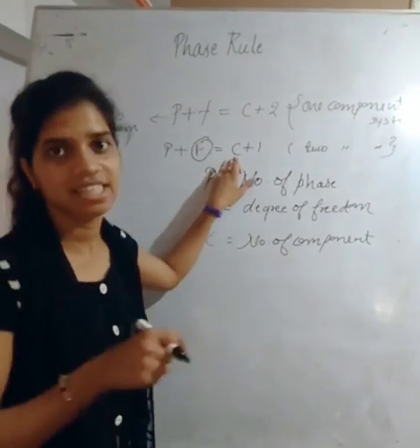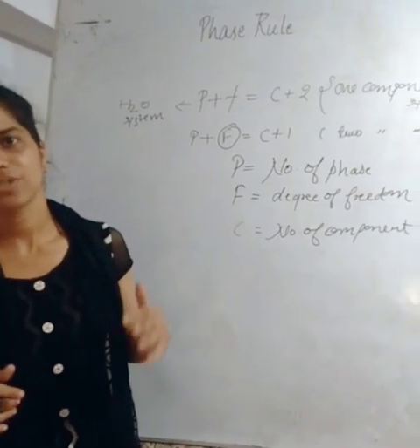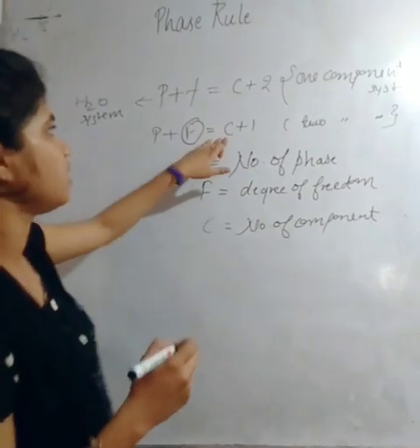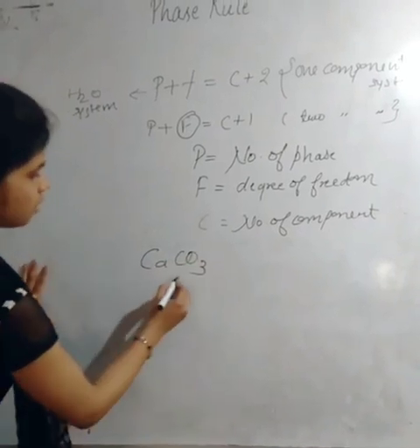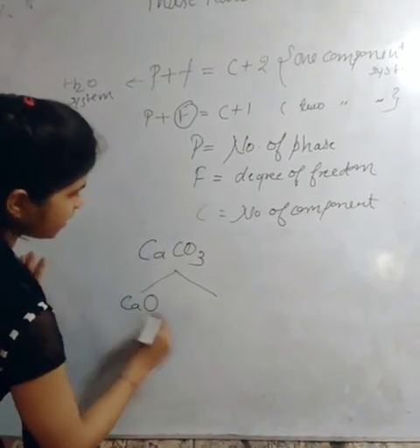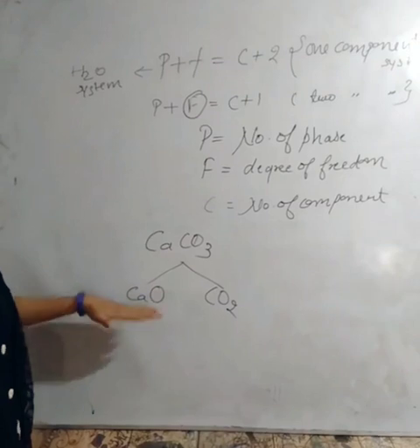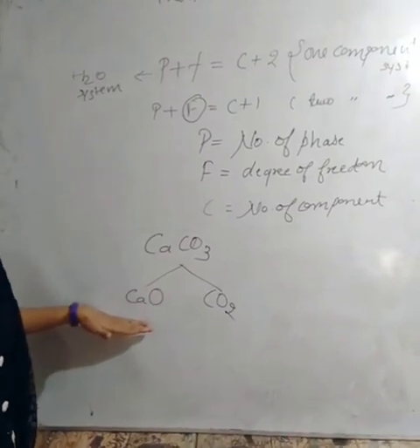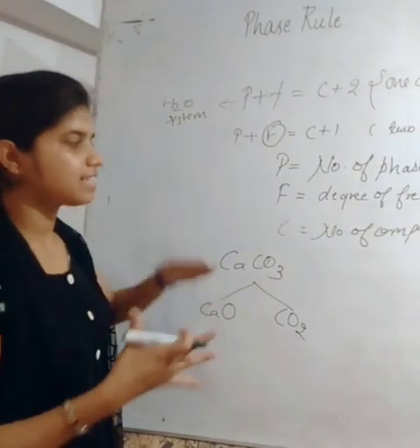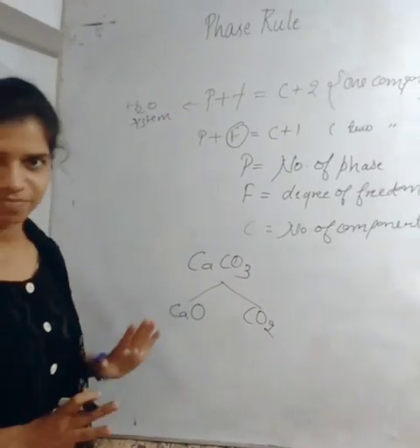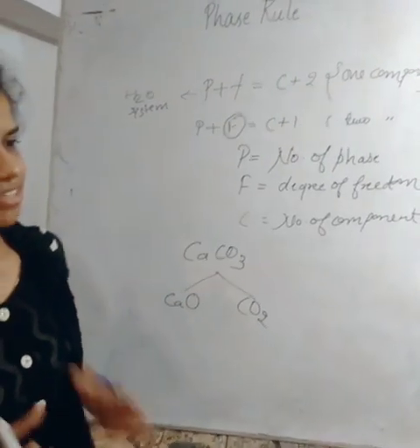Another thing is C, the number of components. It is the minimum number of constituents required to define the system. For example, CaCO3, calcium carbonate, dissociates into calcium oxide and carbon dioxide. These are the smallest constituents required to define the system completely. Okay? So this is all about the basic concept of the phase rule. We have an idea of what the phase rule is.